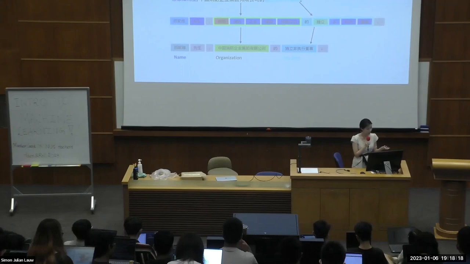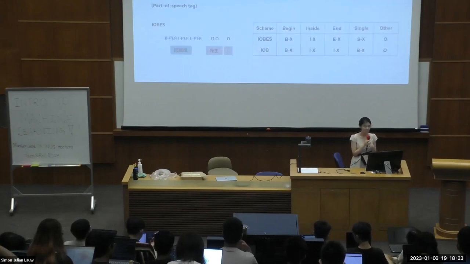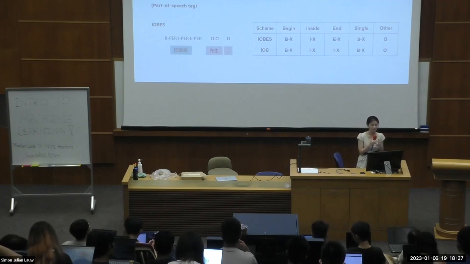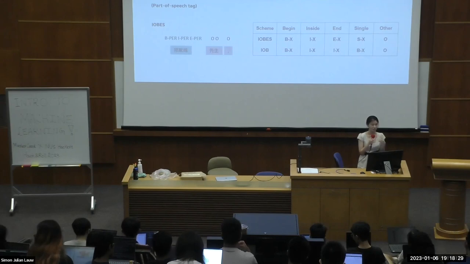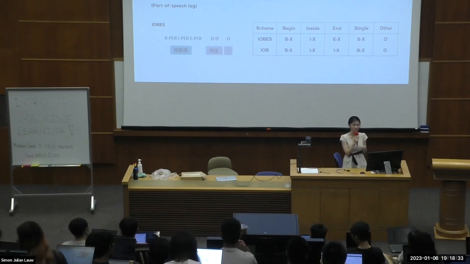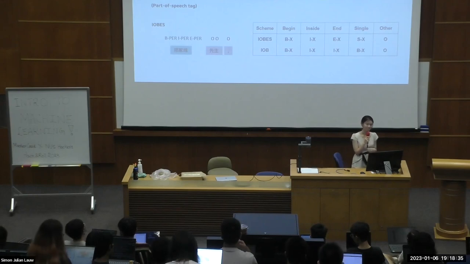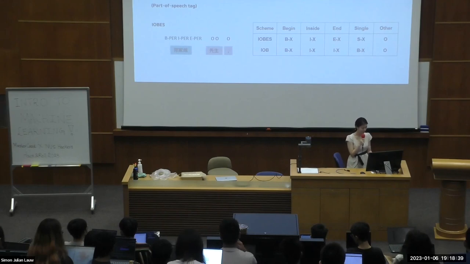So how do we fit this training data to the machine? Then we must create useful models. That's why we need to find a good tagging scheme. Putting labels on the training data is a very important part of creating a machine learning project, because if you don't have a good data set, you can't even start.